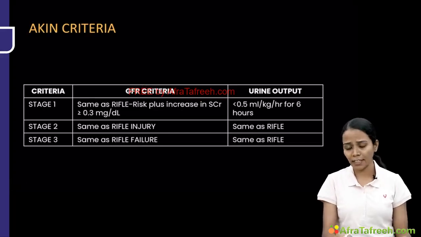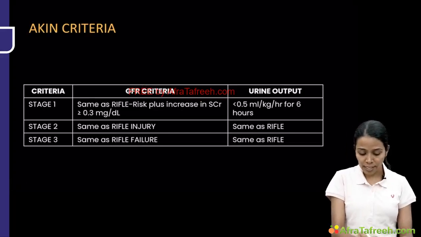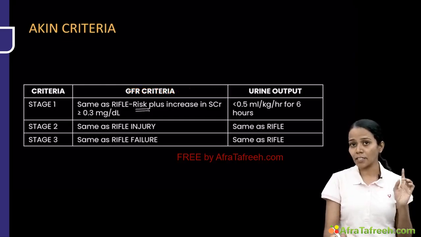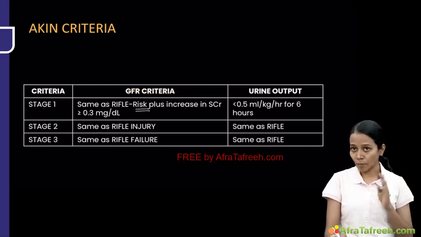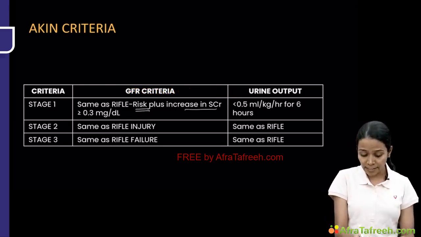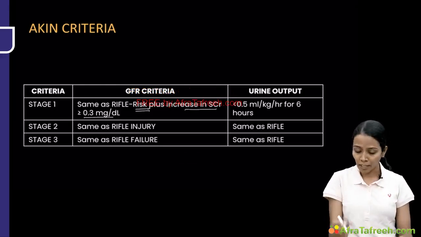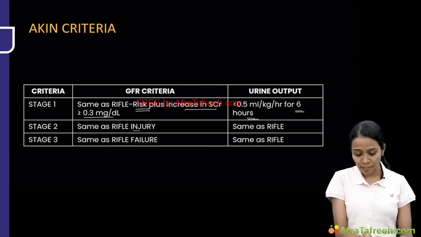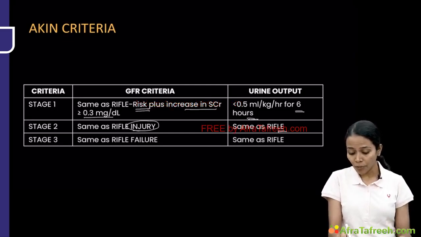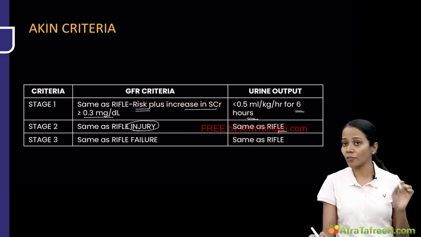Then is the Akin criteria. Here stage 1 is same as Rifle risk. Okay, that is what? Creatinine increase of more than 1 time from the baseline, and an increase in serum creatinine of more than 0.3. Urine output criteria you notice is the same. Stage 2 is same as Rifle injury, that is more than 2 times the baseline. Urine output less than 0.5 ml per kg per hour for 12 hours.